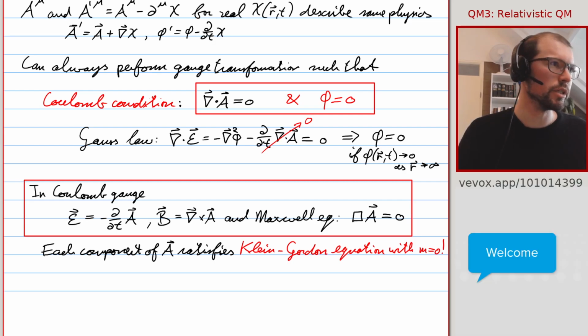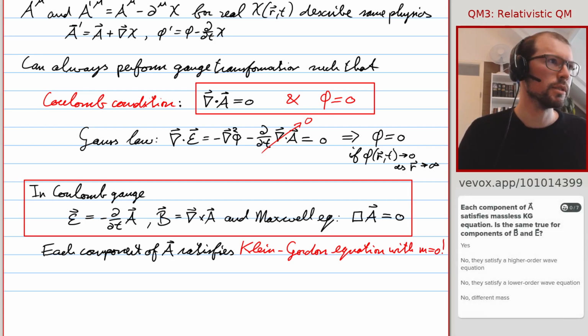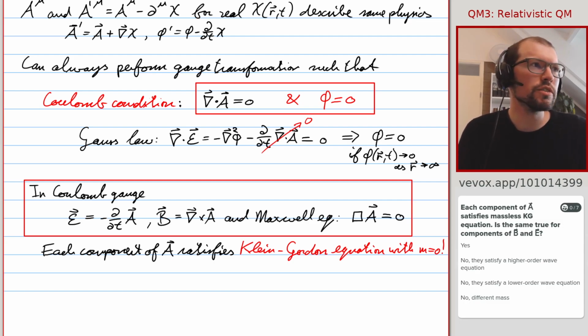Let's do a very quick poll. Each component of the vector potential satisfies the Klein-Gordon equation. Is the same true for the components of the magnetic and electric field?